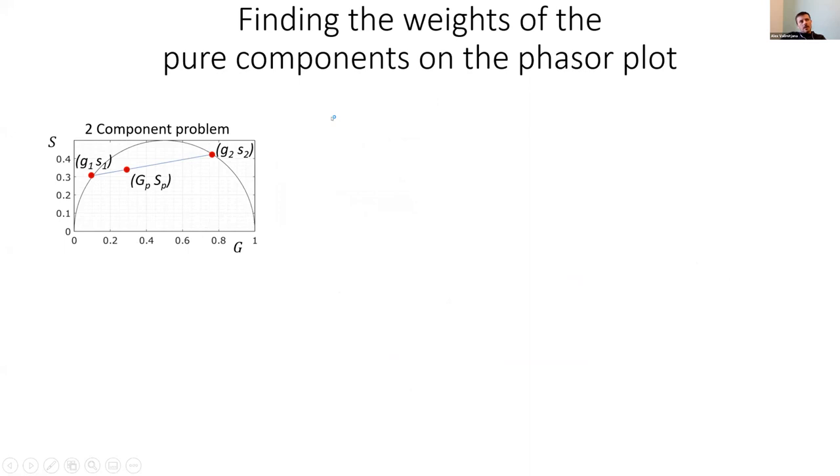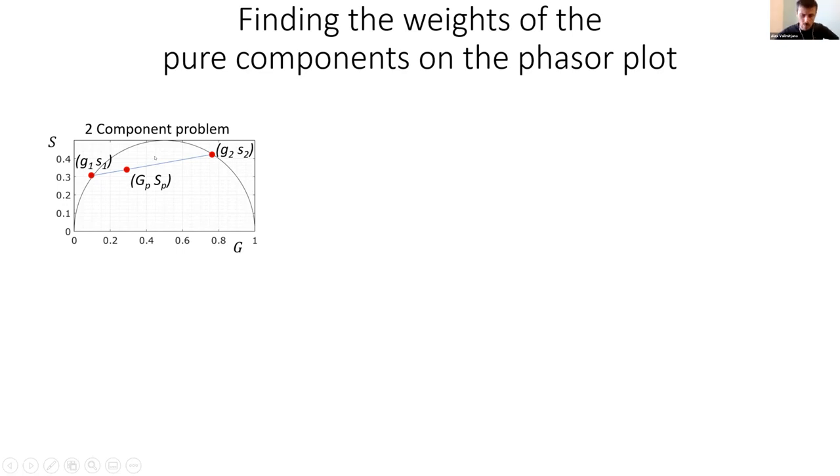A common problem that you find is that you have some data that you have measured. Your data is the capital G and S, so it's a point inside the phasor plot. That's what you're obtaining from your microscope, and you know that your data has certain components that lie on the universal circle. The question is, these pixels that I'm measuring, how many of the photons that arrive belong to one component, how many belong to the other? So this is what we call finding the weights of the pure components.